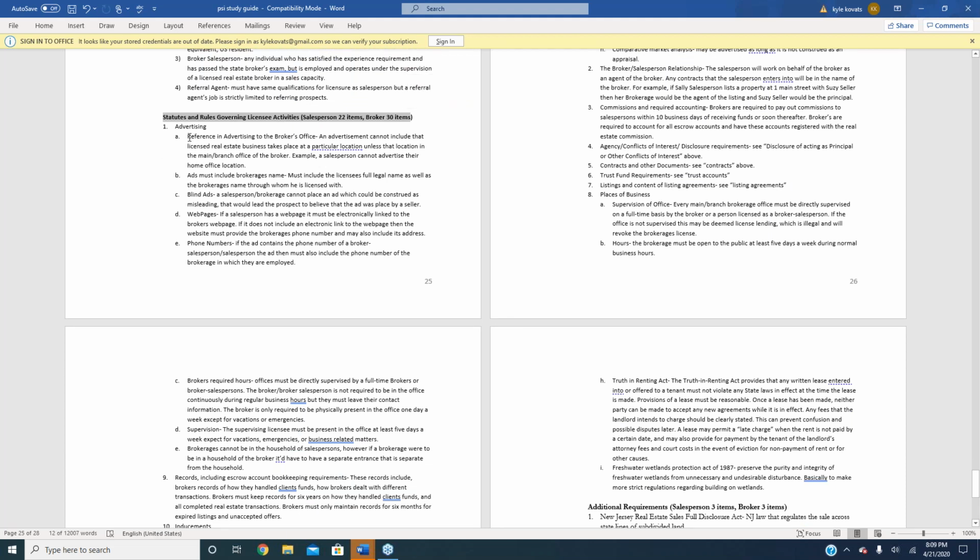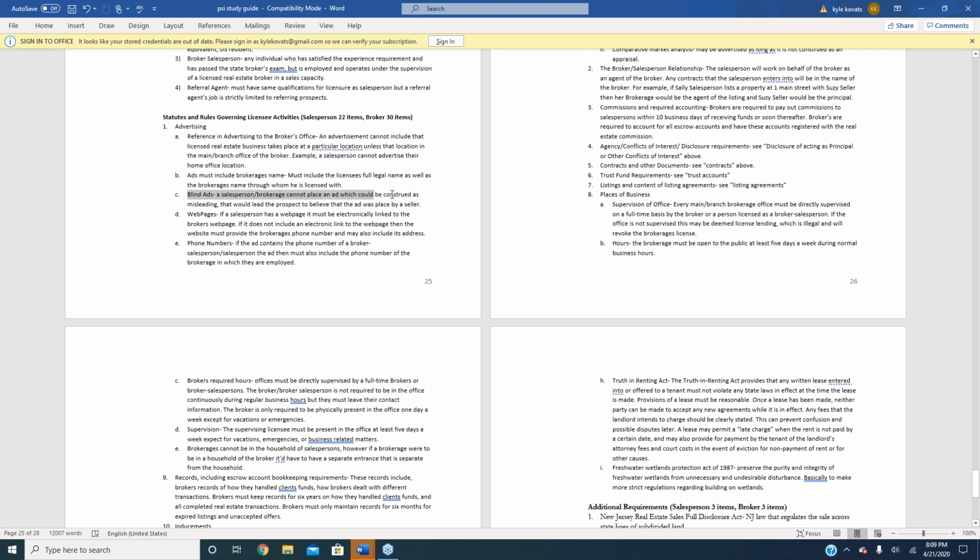All right, so statutes and rules governing licensee activities here. The first one, reference to ads in the broker's office. Every ad you place has to have one thing every single time: the name of the brokerage firm. So every ad must have the name of the brokerage firm. That talks about that here.